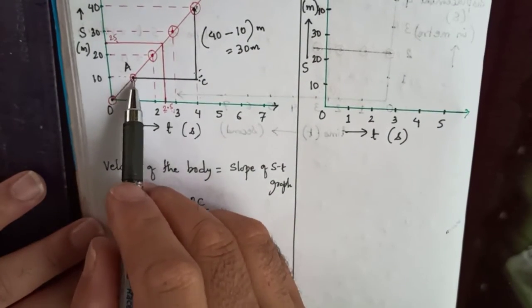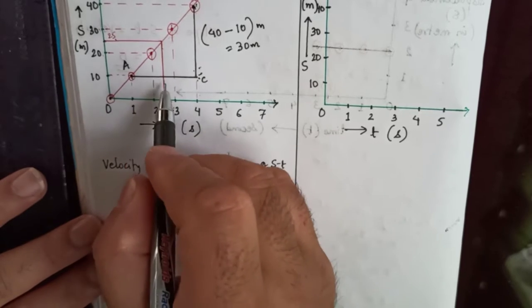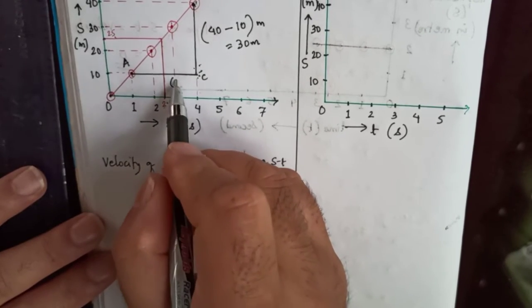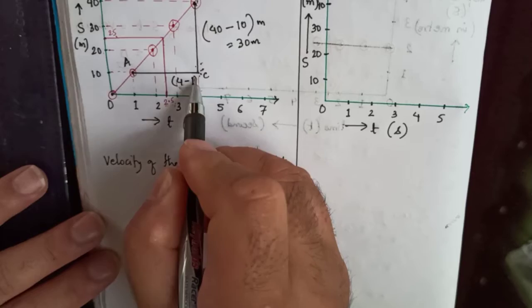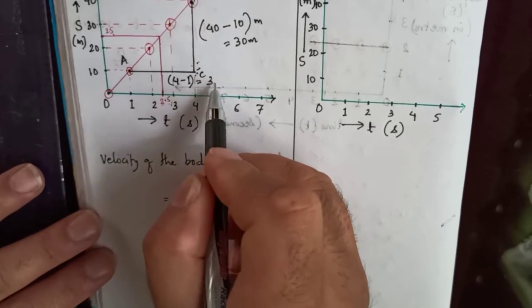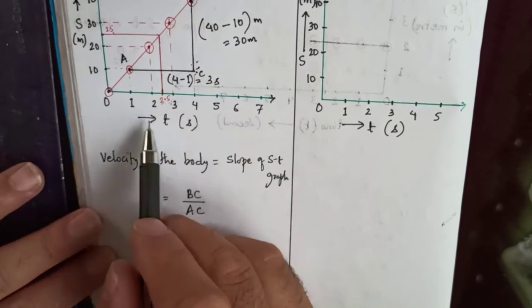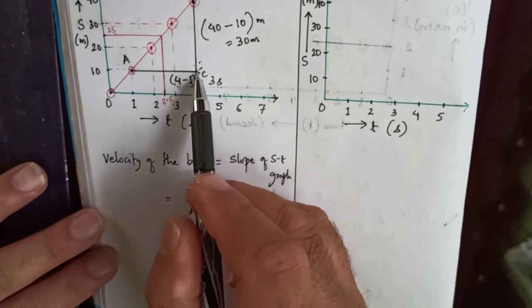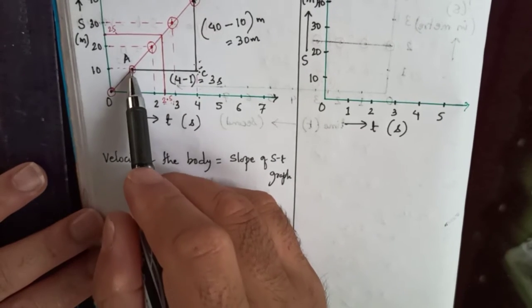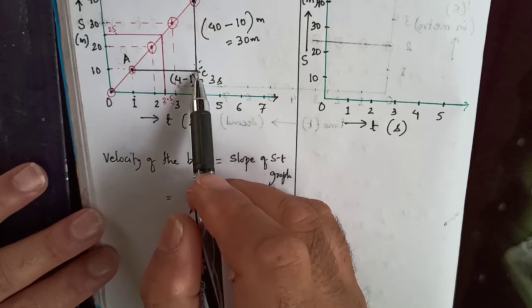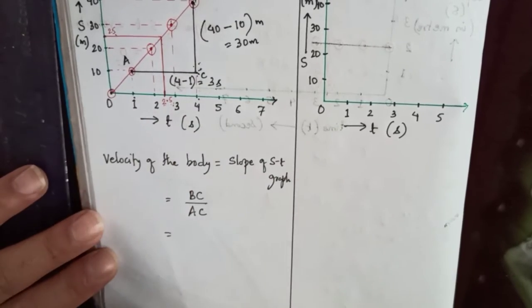So again we have to find the value of AC. This value of AC will be 4 minus 1, that is equal to 3 seconds. So on this side you have seconds, time is there. C is 4 and this point corresponds to 1. So 4 minus 1 will give you 3 seconds.